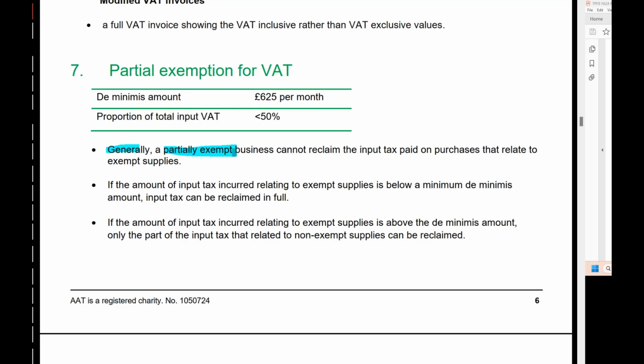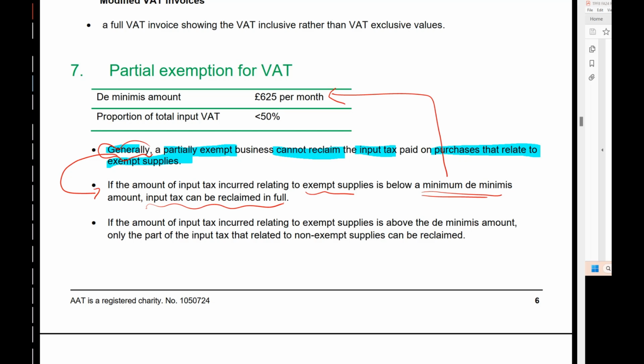Generally, a partially exempt business cannot reclaim the input tax paid on purchases relating to exempt supplies. Generally. That word generally doesn't mean all the time, does it? It means most of the time. Read the next bit. If the amount of input tax on these exempt supplies is below a de minimis amount, the input tax can be reclaimed in full. So we're saying if the amount of VAT that we're talking about here is quite small, rather just claim it back, because it's just not worth the administration and hassle of doing anything different.